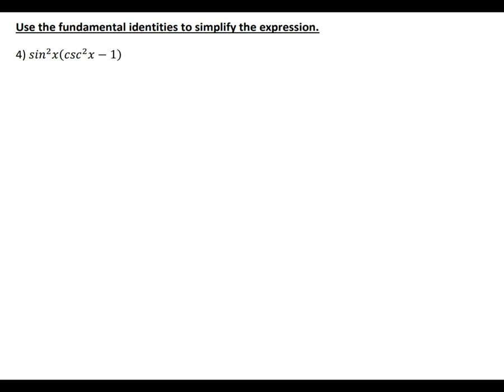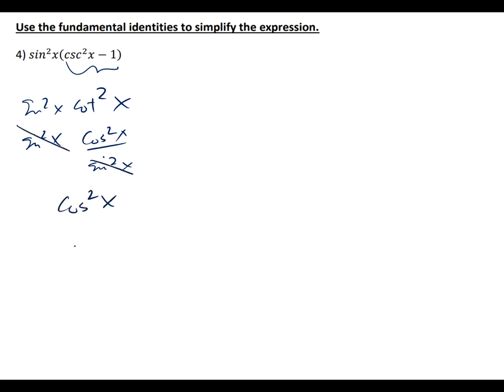It says use fundamental identities. That means I could really use any of them on the chart. This was kind of towards the beginning of what we did, so it would probably be more in the Pythagorean world. So go ahead and look up at the Pythagorean identities. What am I going to replace? Cosecant squared minus 1 is cotangent squared. That's probably not as simple as I could get, because what could I do with cotangent? Yep, cosine squared over sine squared. Why was that beneficial? Cancel the sine, so I'm left with cosine squared x.